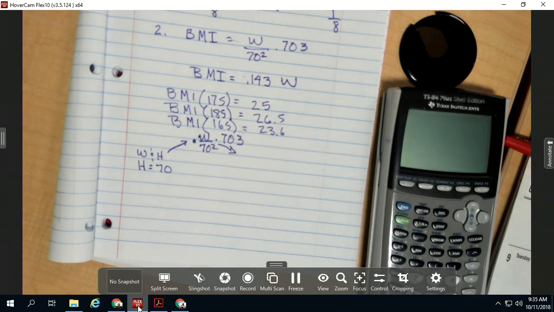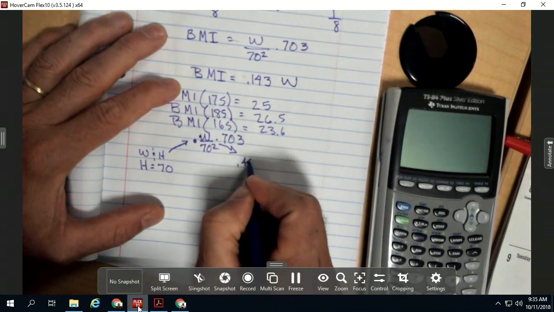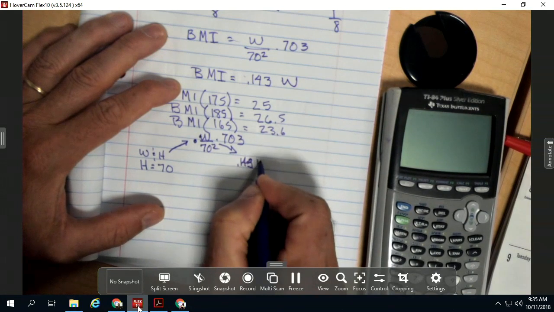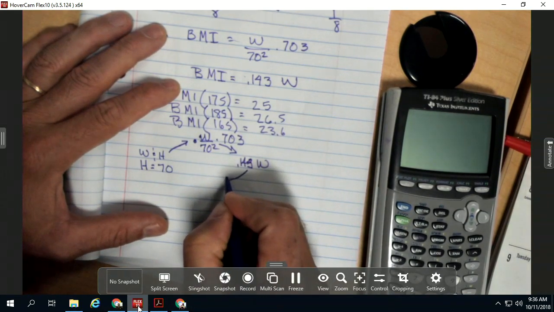Do you multiply first or do you divide first? It doesn't matter which one you do because remember in our order of operations, multiplications and divisions are on the same level. It doesn't matter which order you do them in. But when you do, you get a formula that is 0.143 times the weight. Let's start with that formula.